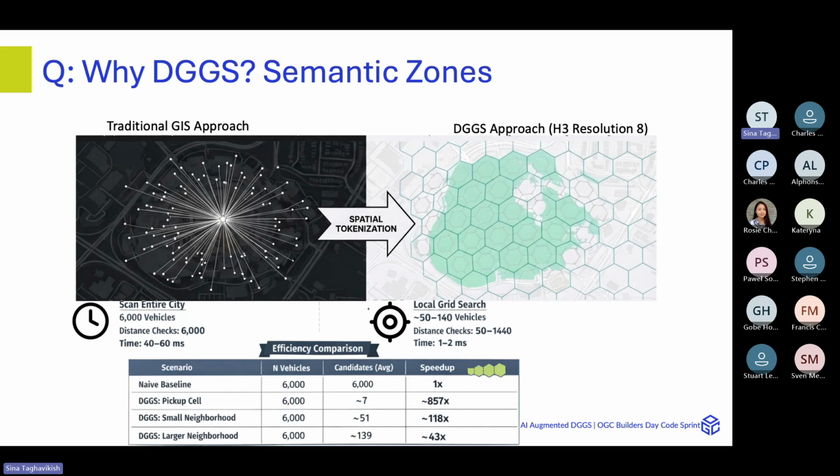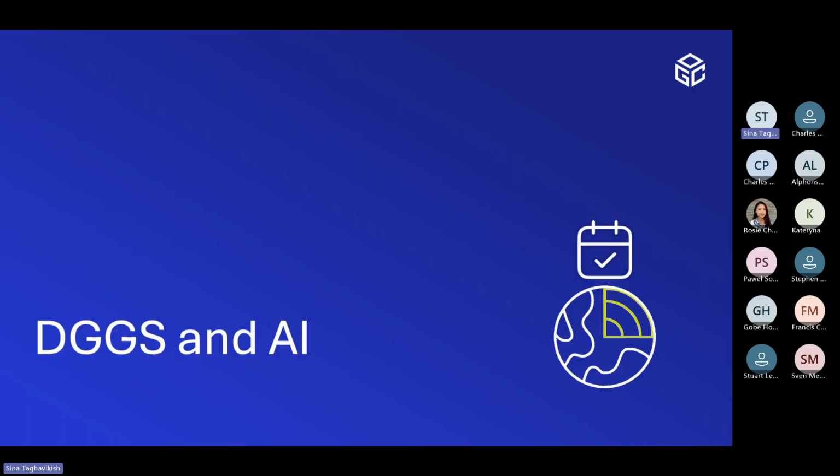Now you can find your local zone, so you can just get the ID of your place, and you have the same cars that are in the same zone ID. That would be 50 to 140 cars, and that will reduce it to 1 to 2 milliseconds. Depending on what zone levels you are going in or out, that could be really fast. So that's one of the main reasons DGGS was used, but now we are even beyond that.